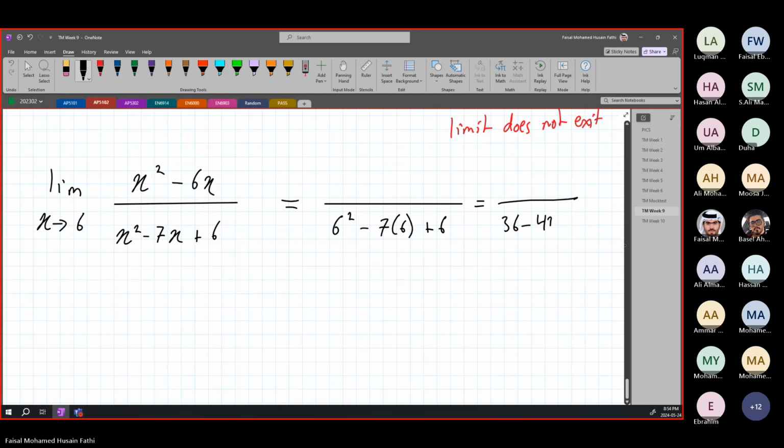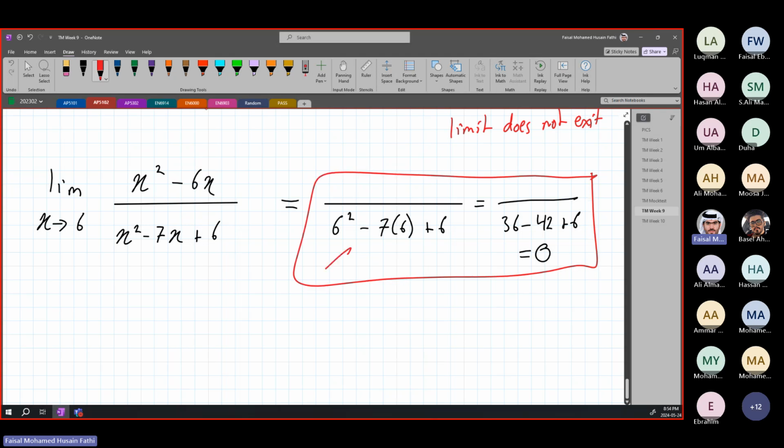42 plus 6. If you put this in the calculator, or if you just calculate it, you can see that this is equal to 0. So we know that this is not correct. We cannot substitute the 6 directly.